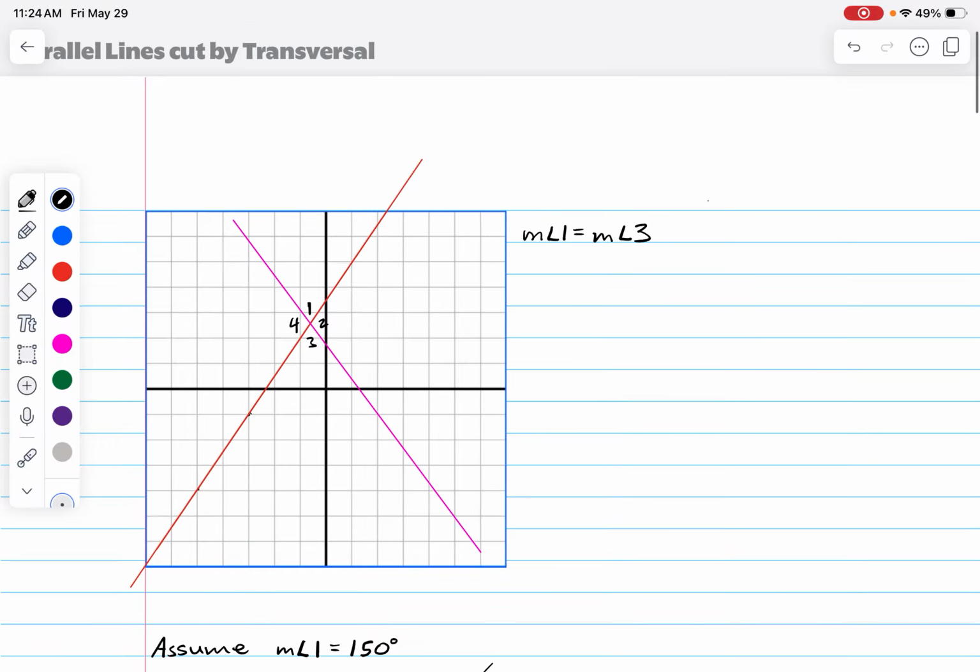Now, that's not the only pair of vertical angles. We know that the measure of angle 2 is equal to the measure of angle 4. So we know that. Those are the vertical angles.